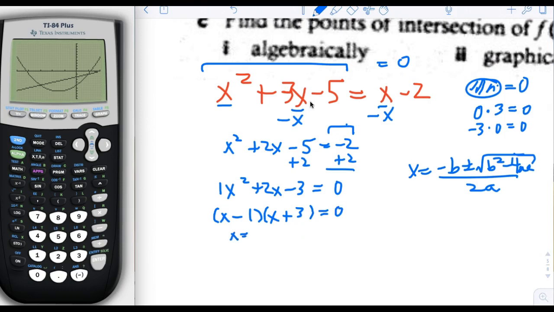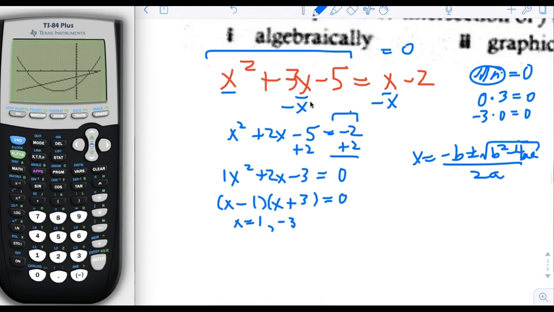And x equals 1 and x equals negative 3 are the values that make that 0, right? Because for this to be 0, this has to be 0, or this has to be 0, right? So when is x minus 1 equal to 0? It's equal to 0 when x equals 1. When is x plus 3 equal to 0? X plus 3 is 0 when x equals negative 3.